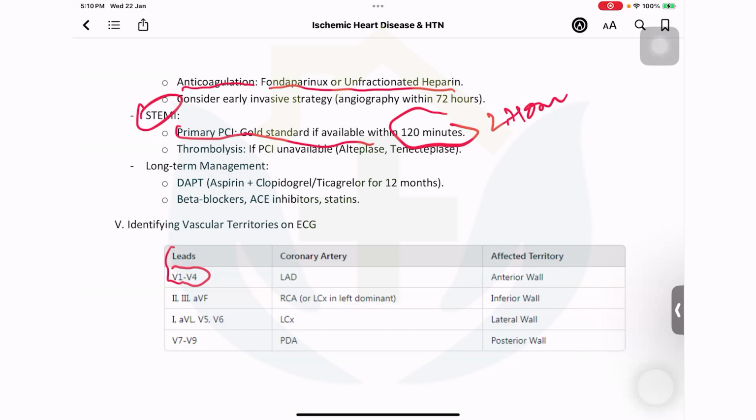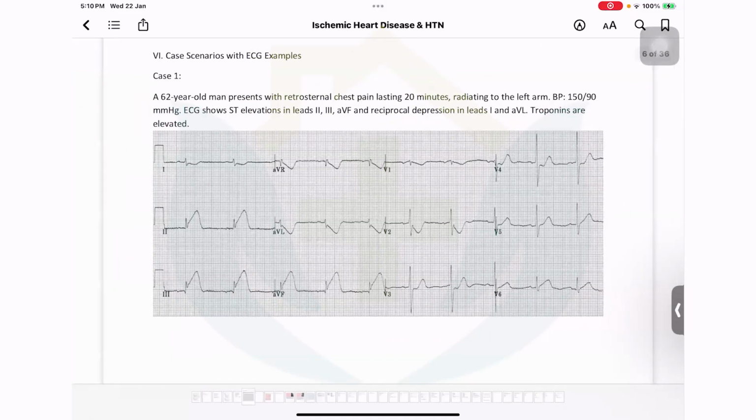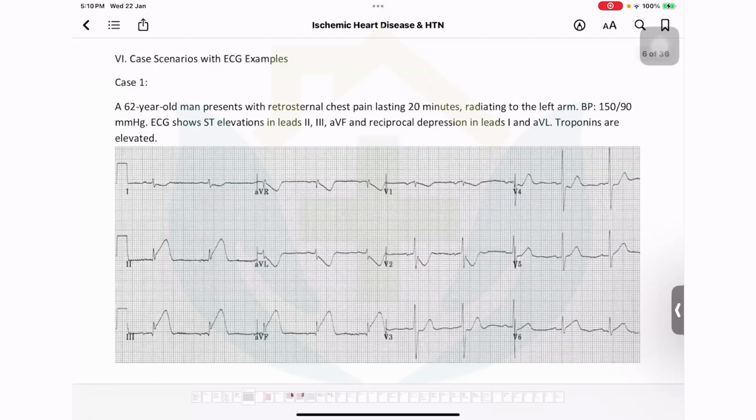Although V7 to V9 is not done routinely, where you suspect that the patient may have a pure right heart infarction, then you need to get V7 to V9 done. All right, let's see a few case scenarios.